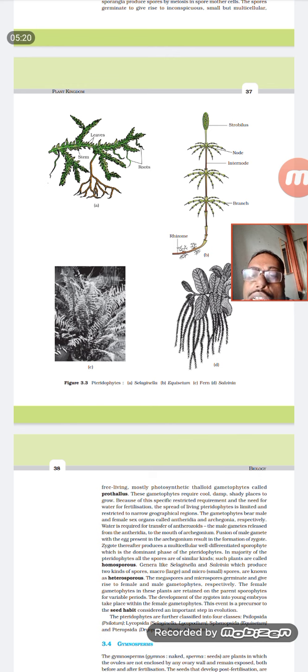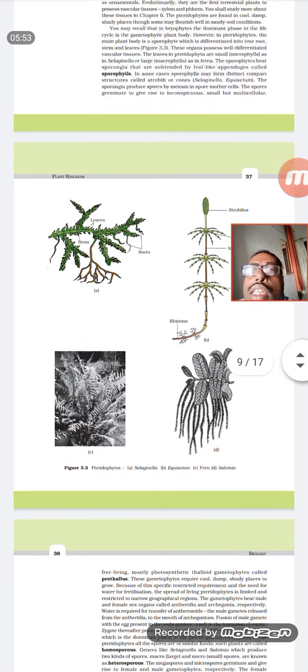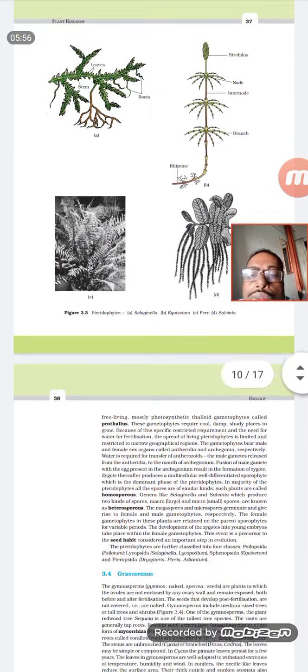That means even the spores are formed as heterospores and homospores. When we see the seeds of plants, we can see these types of characters are present. So they are considered a primitive form of the seed habit. And these pteridophytes are again classified into four classes: Psilopsida, Lycopsida, and Pteropsida. So this is the main classification of pteridophytes.